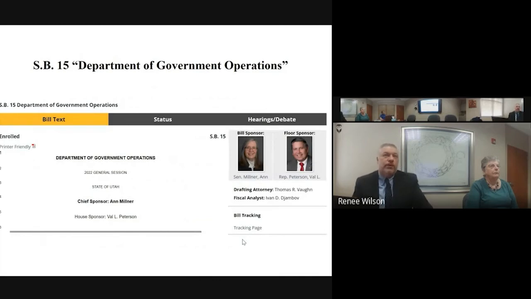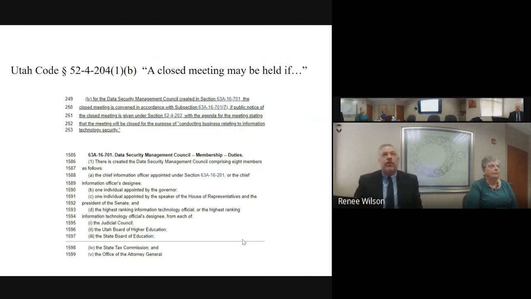Department of Government Operations, that is what we're part of with archives. We also had a few things changed with Senate Bill 15. One of the things was also involving, again, a closed meeting. We're going to see a theme here. A closed meeting may be held, and this one's for the Data Security Management Council. This kind of makes sense when you're talking about data security and how we're managing it. We want to keep that meeting closed.